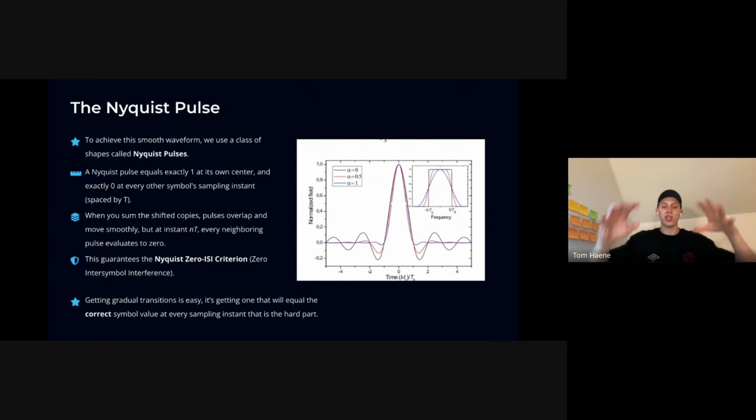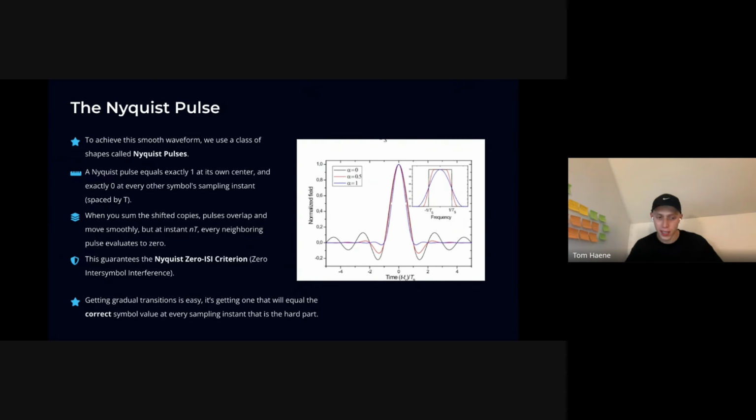You want a pulse shape that is 1 at its correct instant and 0 at others. That way it doesn't interfere with the other symbol slots. And that way, at every sampling instant, basically every time I look at the signal, I'm reading the correct value. Okay, I'm going to repeat what I just said because I said a lot. Now I'll repeat it differently.